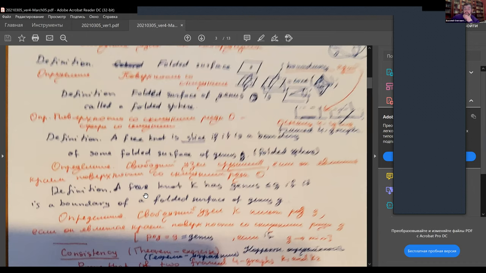So one more problem is how to estimate the genus of classical knots by using the free knots techniques. In fact, what we are now doing with Sanjon and Sarah, so we are applying a free knot approach to invariants of classical knots, links, and so on. And of course, the next step can be to do something for cobordisms.